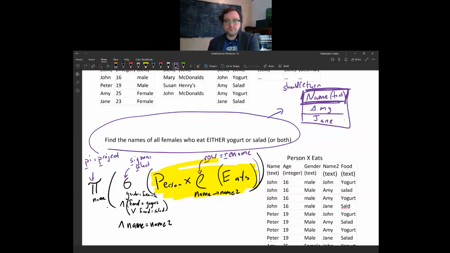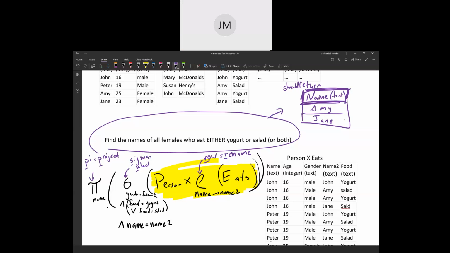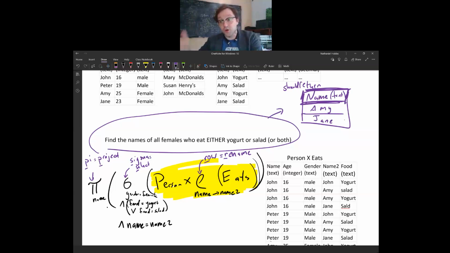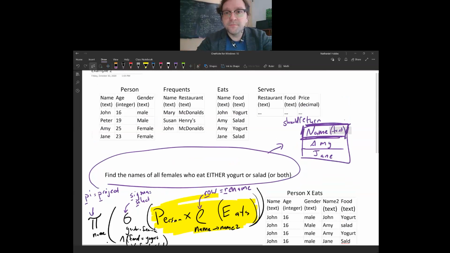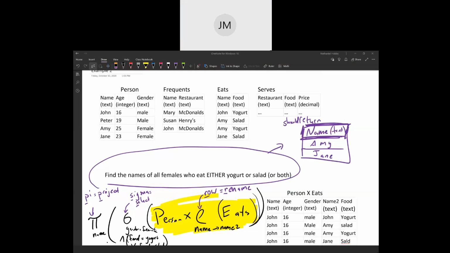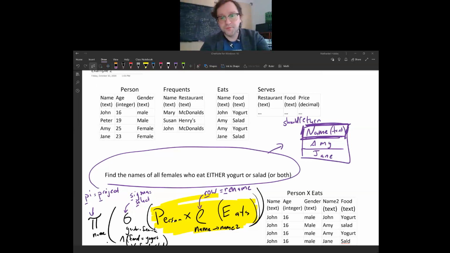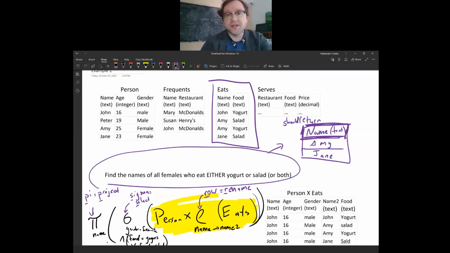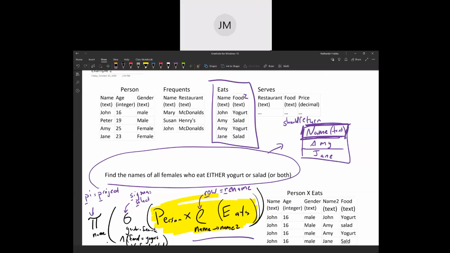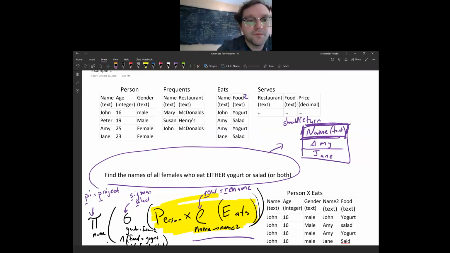So would that be saying that you're renaming the eats table and cross multiplying it with persons to add that in? Yeah, except this doesn't rename the table. This renames a column, excuse me. It renames a column name. So here, the eats relation has a column name and a column food. The rename operation is just going to rename that to look like that. So I'm confused. It's going to rename it to look like what?